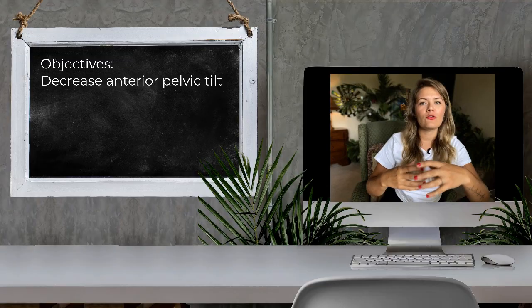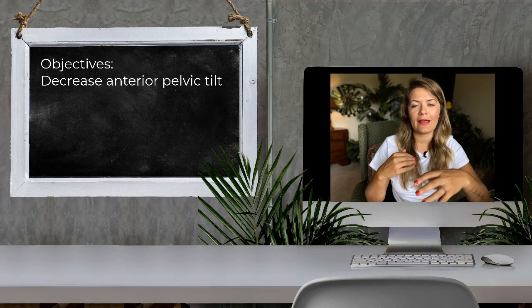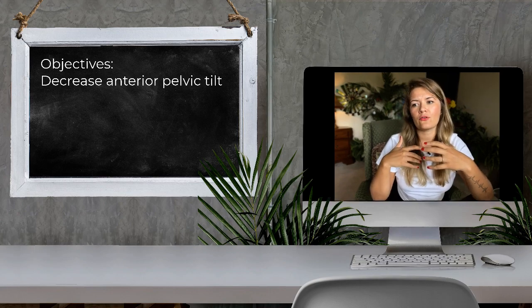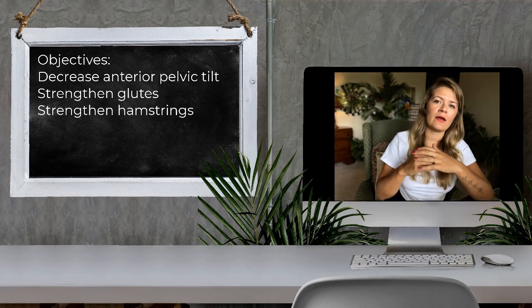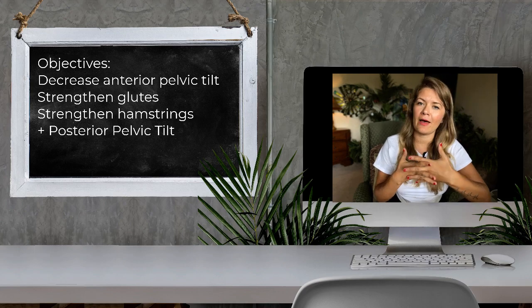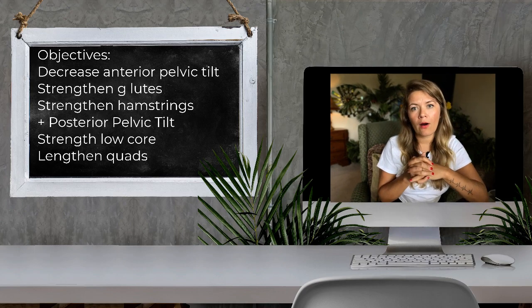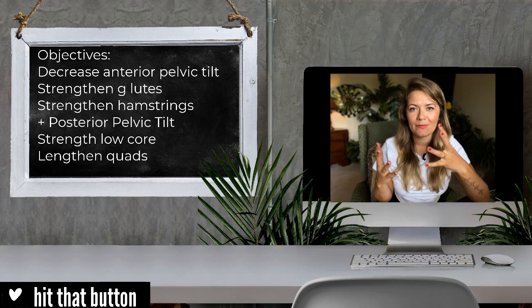We're going to break that big goal into smaller objectives. So the objectives are, in a hyperlordosis client, to decrease an anterior pelvic tilt, to strengthen the glutes, strengthen the hamstrings, encourage a posterior pelvic tilt, strengthen low core, lengthen the quads, for example. So those are all your objectives of treatment. And then timeline, this is really highly subjective, depends on your professional judgment as well as the client.